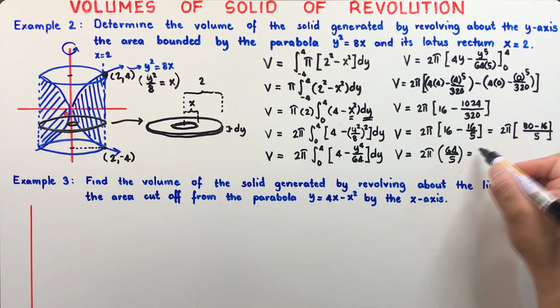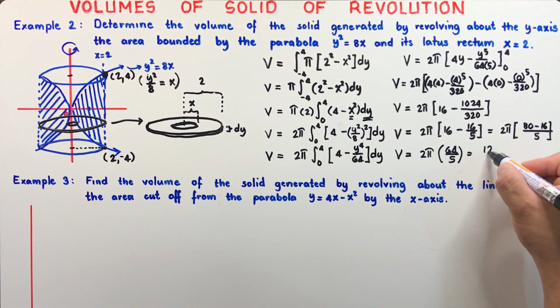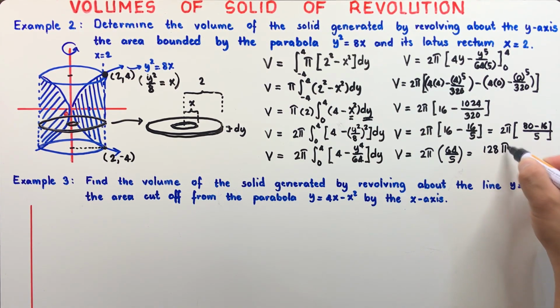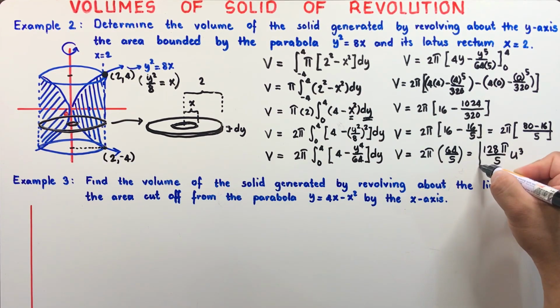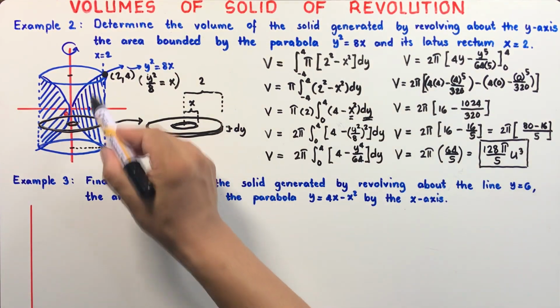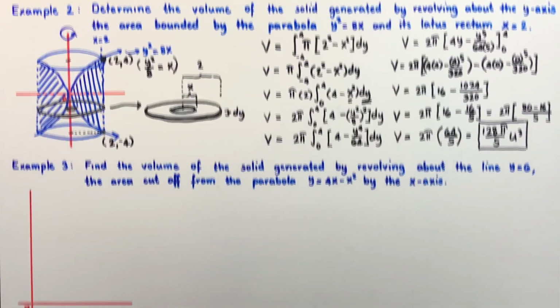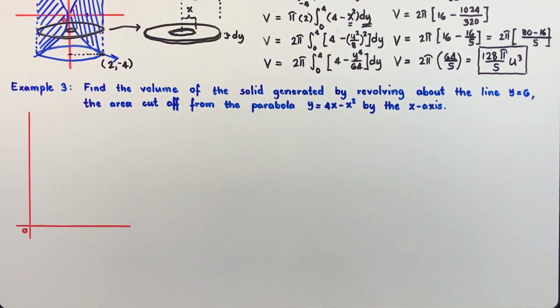Therefore, 64 multiplied by 2 is 128 pi over 5 cubic units. And this is the volume of the solid generated by revolving this area about the y-axis. Now let's proceed to our last example here.